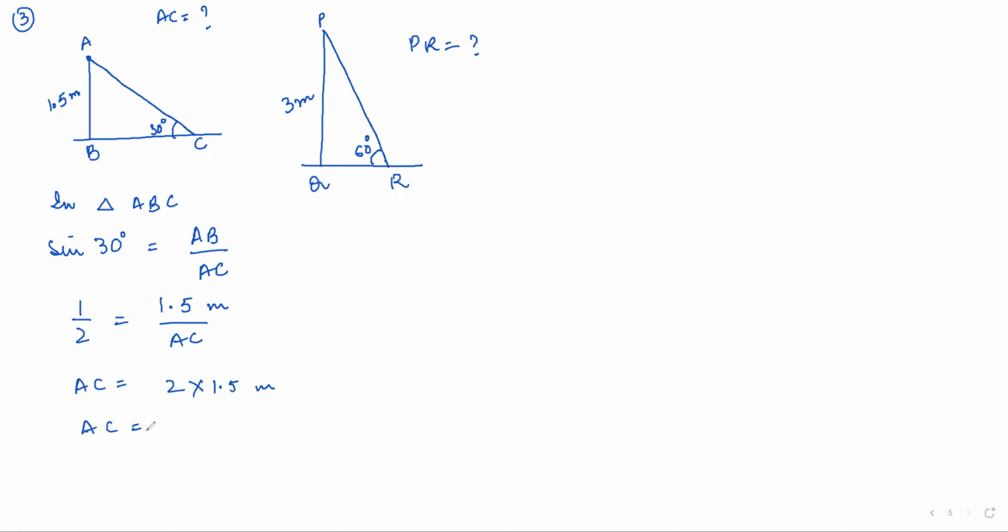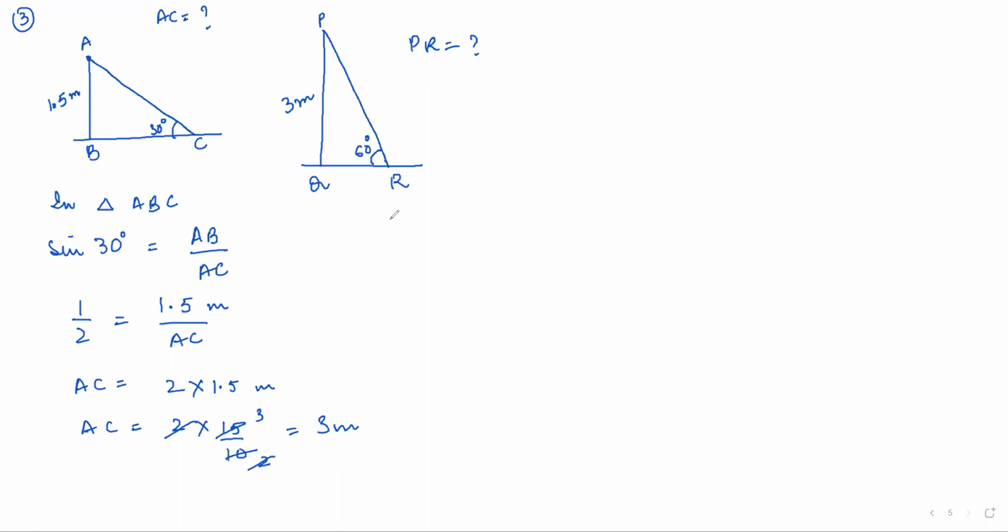So AC will become 2 into, like, remove the decimal. So you have 10 here, and then 3, and then 2. So 2 cancel out, or 3 meters. So the length of the slide is 3 meter in this case, right? Yes, ma'am.